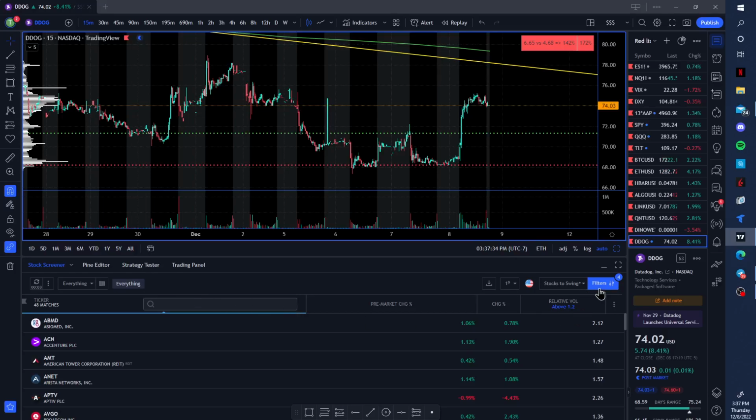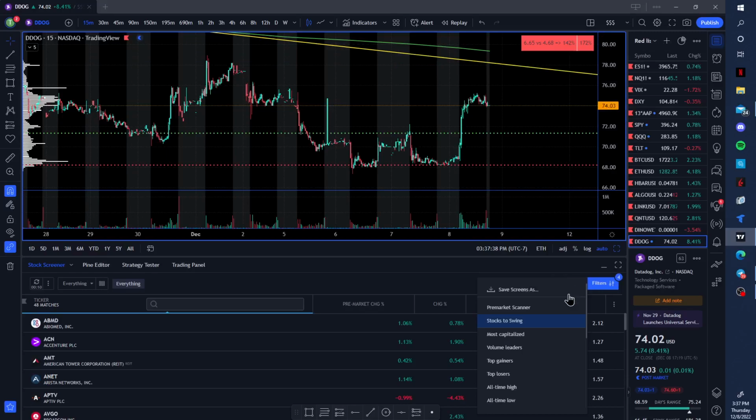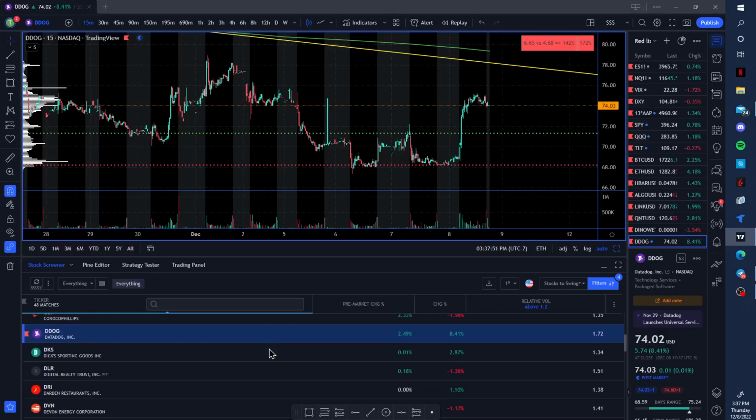So we got our columns on that. We have our filter on right here, and I call this stocks to swing. So stocks to swing right here. Okay, and you should be good to go. So now you can look at all these stocks.